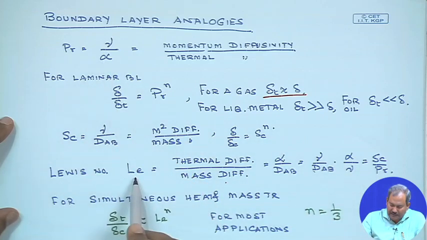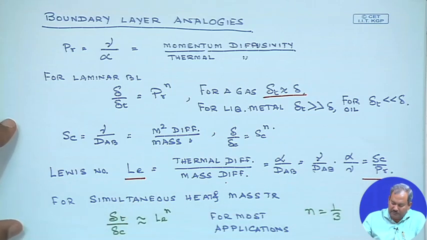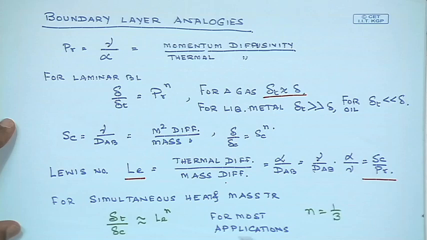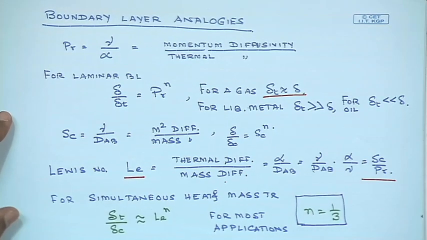So, Lewis number Le is equal to Schmidt number by Prandtl number. And as I mentioned before, for the case of simultaneous heat and mass transfer, the thickness of the thermal boundary layer and the thickness of the concentration boundary layer are related by the Lewis number to the power n, and for most of the applications the value of n is taken to be 1 by 3. So, this is something which we already know, which is obvious, which can be obtained easily from the analogy.